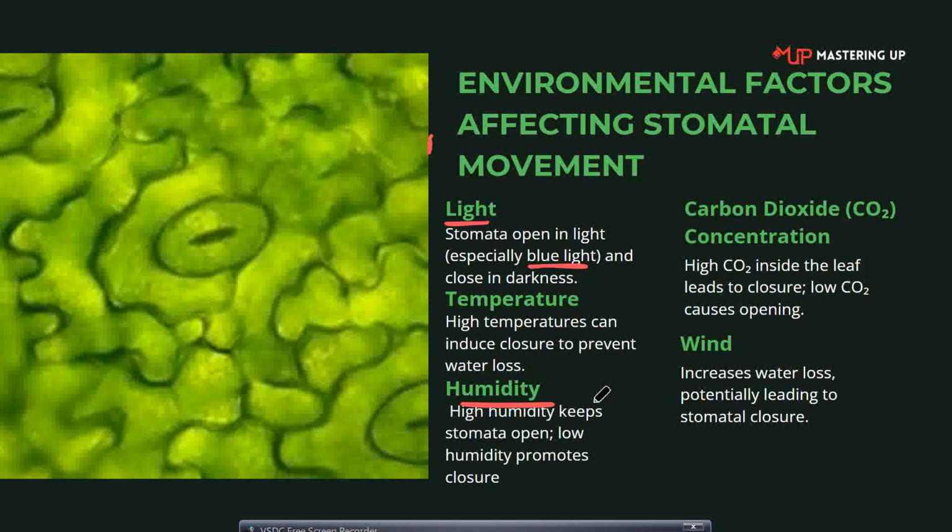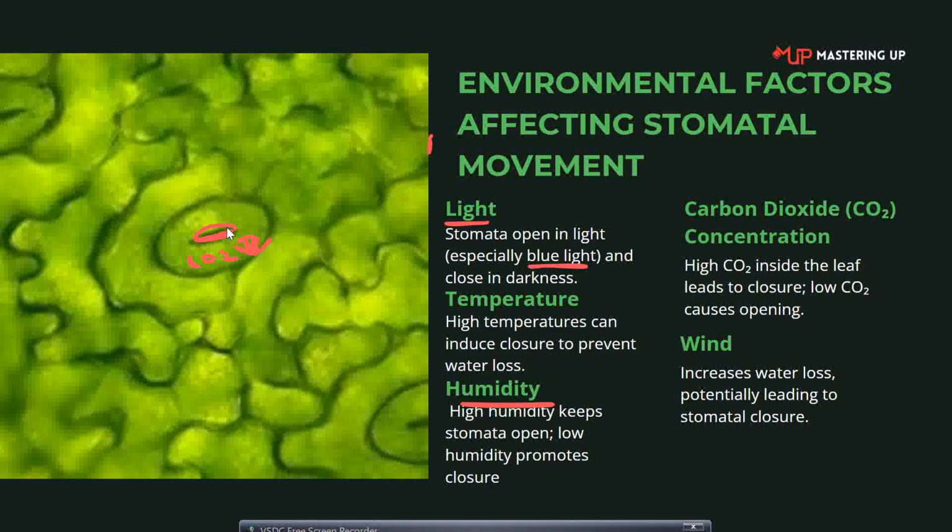High carbon dioxide concentration inside the leaf leads to the closure of the stomata. So when the concentration of carbon dioxide is high, it will close our stomatal pore, so that carbon dioxide won't get exchanged due to the concentration differences between the atmosphere and inside the leaf. That's why the stomata closes to prevent the loss of carbon dioxide. And when there is low carbon dioxide inside the leaf, the stomata will open, and it leads to the intake of carbon dioxide gas from the atmosphere inside the leaves.